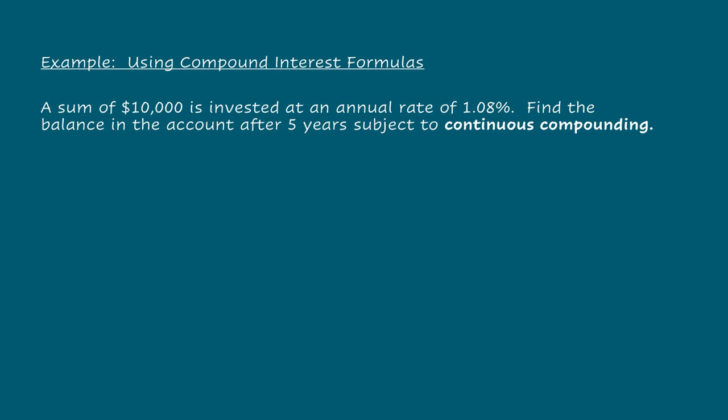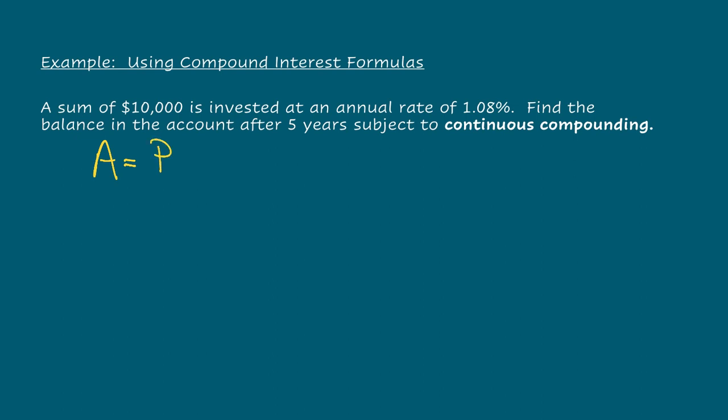So let's take a look at that same problem, only with continuous compounding. Now you would expect it to be significantly higher, but I'll go ahead and tell you it is not going to be significantly higher. So let's take a look at that calculation and see what the difference is. A sum of $10,000, again, invested at an annual rate of 1.08%. Find the balance after 5 years subject to continuous compounding, meaning it's just increasing infinitely, compounding interest every trillionth and quadrillionth of a second.